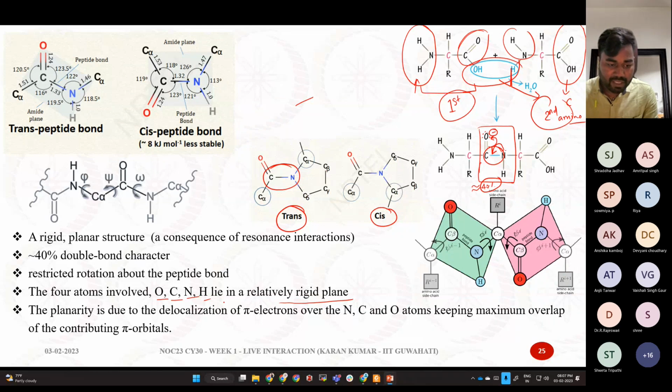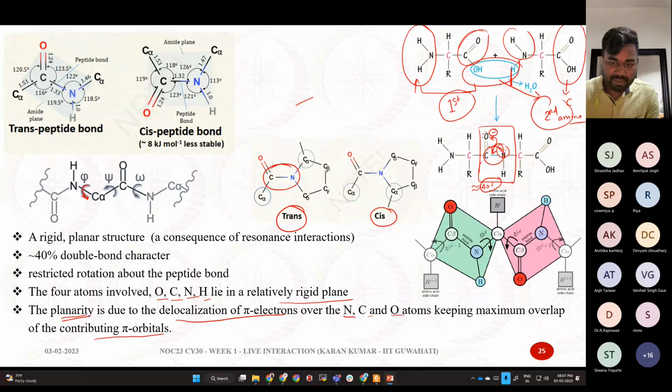Now, why does this planarity exist? Planarity exists due to the delocalization of pi electrons that are available on the nitrogen, over the nitrogen, carbon, and oxygen atoms, which keeps the maximum overlap of the contributing pi orbitals. Because of this, the planarity exists, and these are the different rotational angles that exist around the bonds. Those are phi, psi, and omega, which will be discussed in the next week's tutorials.